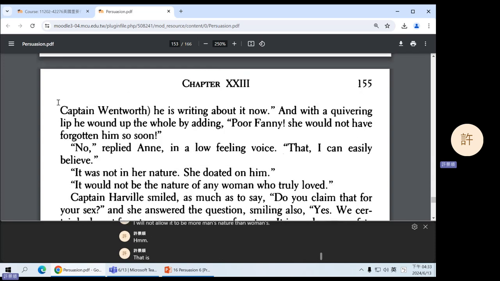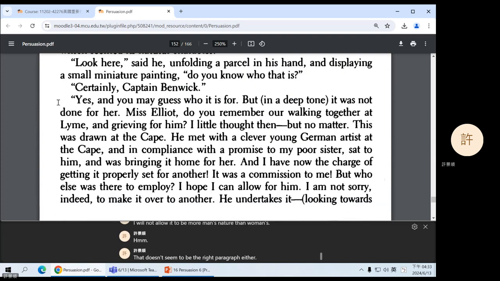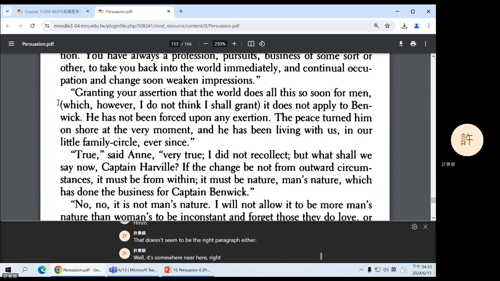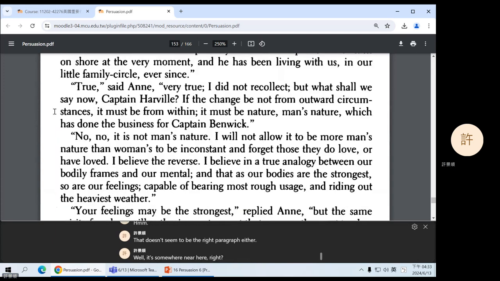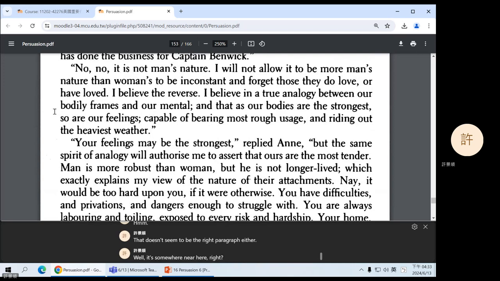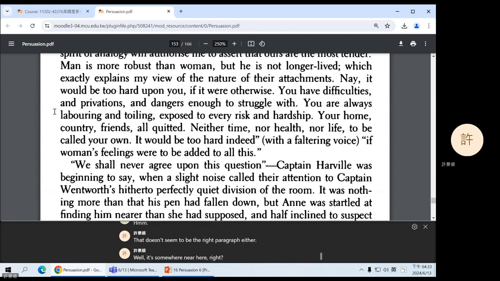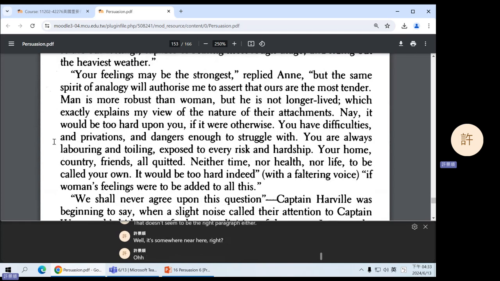That doesn't seem to be the right paragraph either. Well, it's somewhere near here, right? No, that is the correct paragraph.